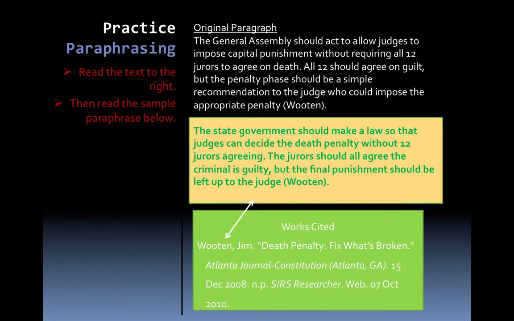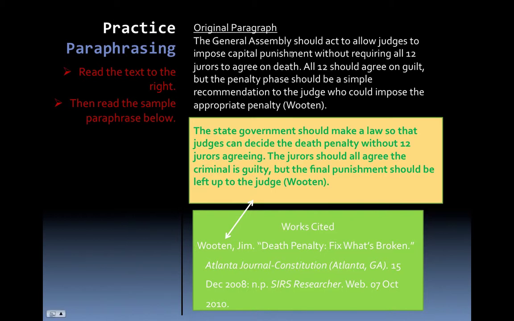Okay, so right here you have the original passage. The General Assembly should act to allow judges to impose capital punishment without requiring all 12 jurors to agree on death. All 12 should agree on guilt, but the penalty phase should be a simple recommendation to the judge who could impose the appropriate penalty. And then you notice there's a citation here. Okay, a paraphrase of that is right here. The state government should make a law so that jurors can decide the death penalty without 12 jurors agreeing. The jurors should all agree the criminal is guilty, but the final punishments should be left up to the judge.